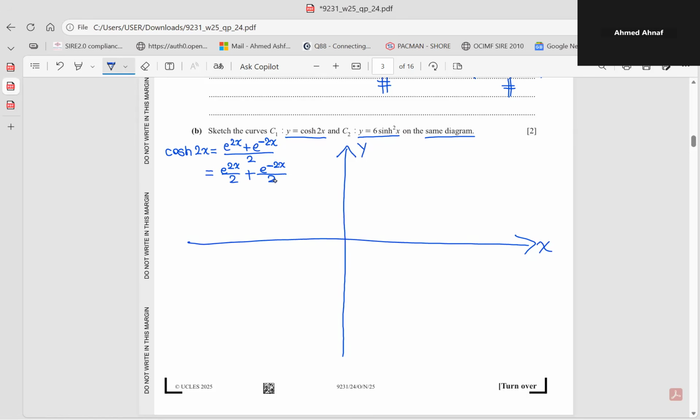Okay, so now let's sketch this function first in dotted lines. This function is almost like e to the power of x, so therefore it'll be something like this. And as for this, it's almost the same as e to the power of negative x, so therefore it's going to be like this.